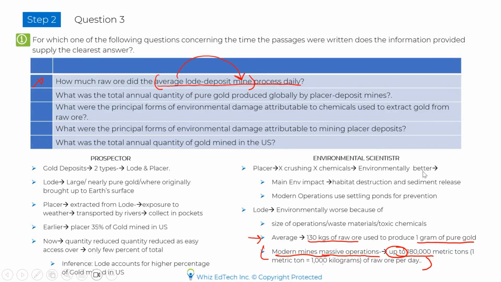Let's move. What was the total annual quantity of pure gold produced globally? That is also not given anywhere. Total annual quantity of pure gold. We don't know that. Okay.